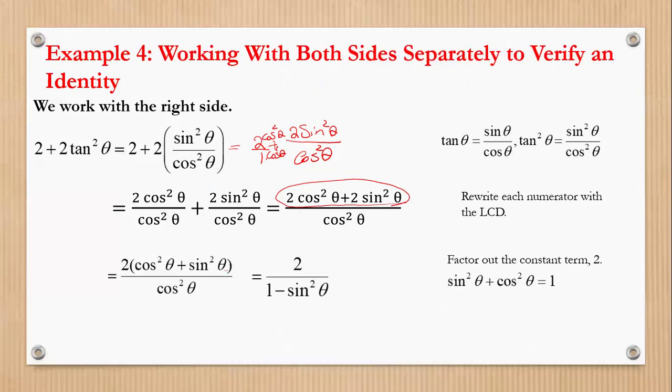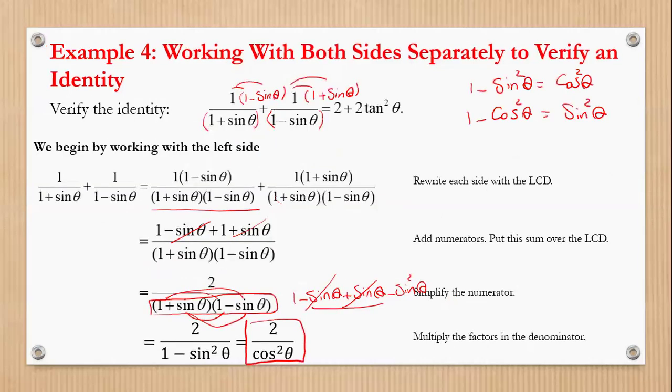And based on the trig identities, I know cosine square plus sine square is always equal to 1, which means 2 times 1 is 2 on top. And for the bottom part, we have cosine square. We can keep it as a cosine square, or you can rewrite it as a 1 minus sine square. So right now we have 2 over cosine square from the right side. And if you remember, we got 2 over cosine square from the left side as well.